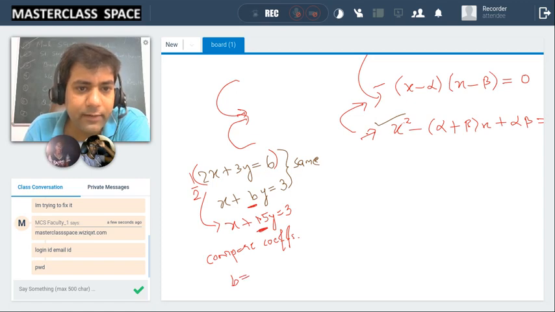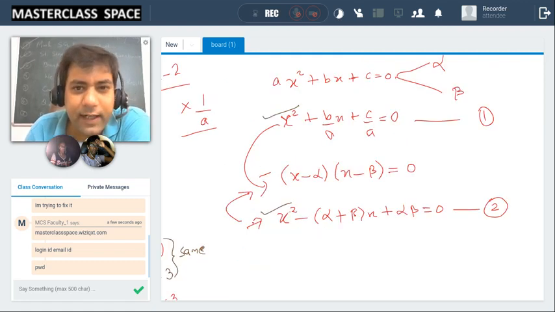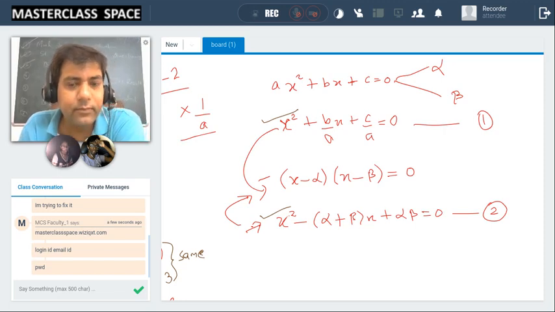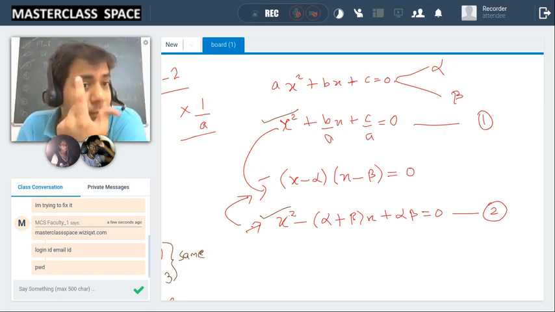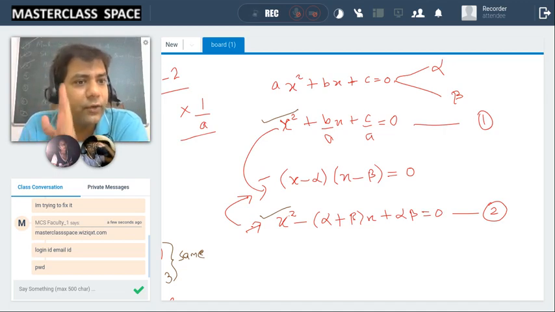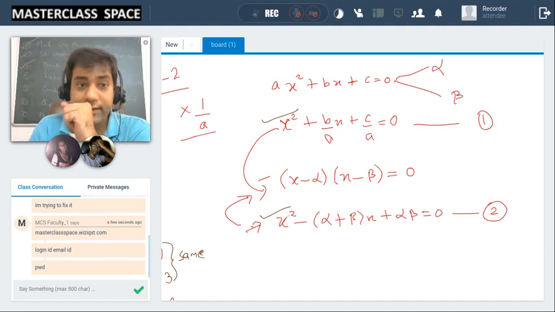Got it, my dear friends? Why did you divide? Now you got the answer. Why did I divide by a here? Because when the equations are same, you need to make the coefficients of x square same. Are you getting what I'm doing, my dear friends? This is how you do it. Got it?